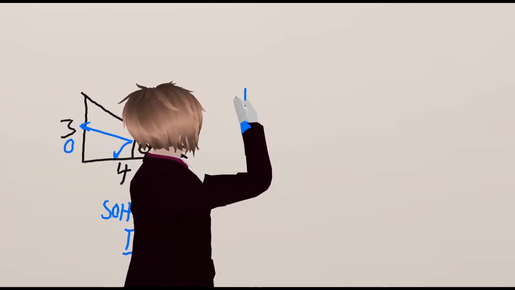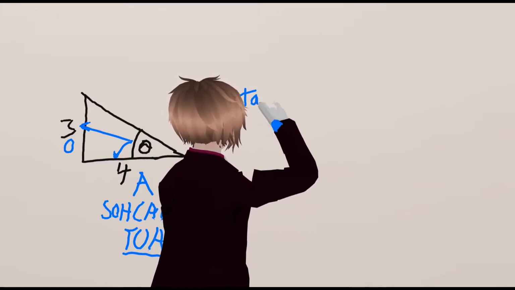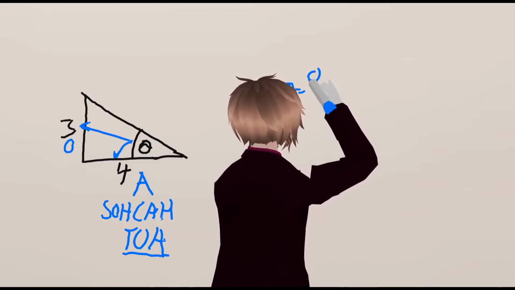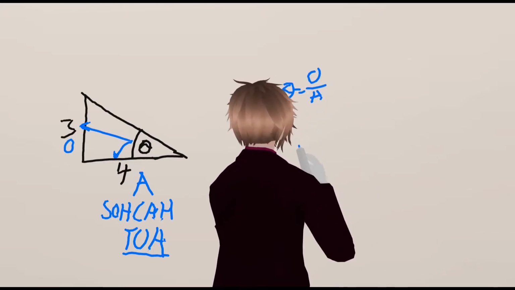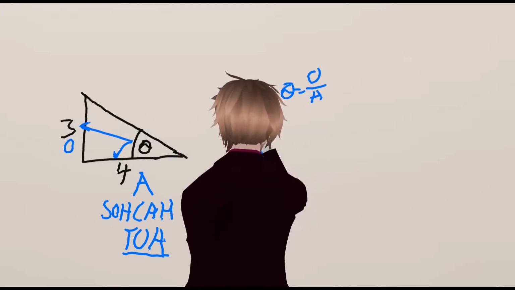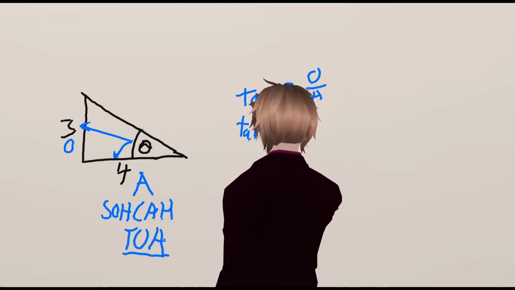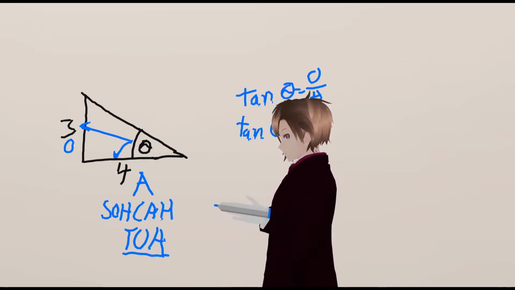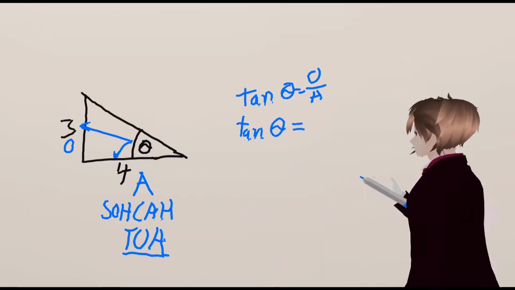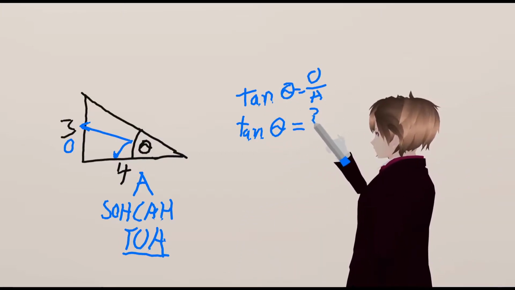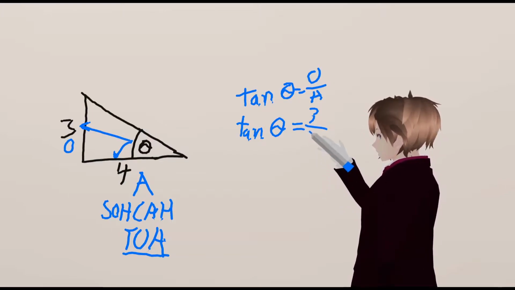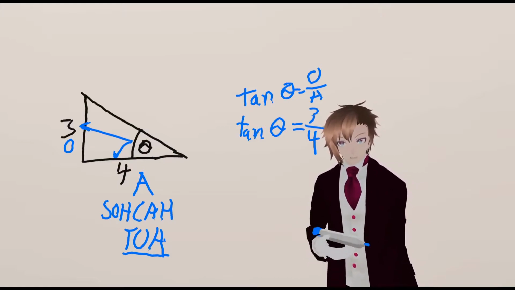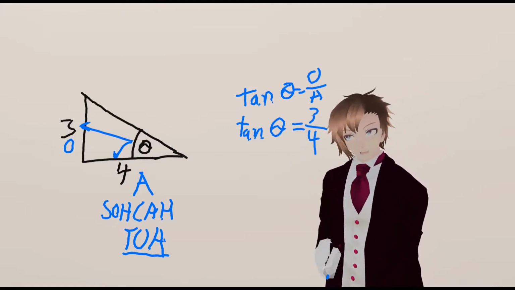So let's write down the formula. So tan theta is equal to O over A. TOA. Tan theta is equal to, now what's my O? Well, my O is 3, and my adjacent is 4. So now we can use tan to find what this angle is.